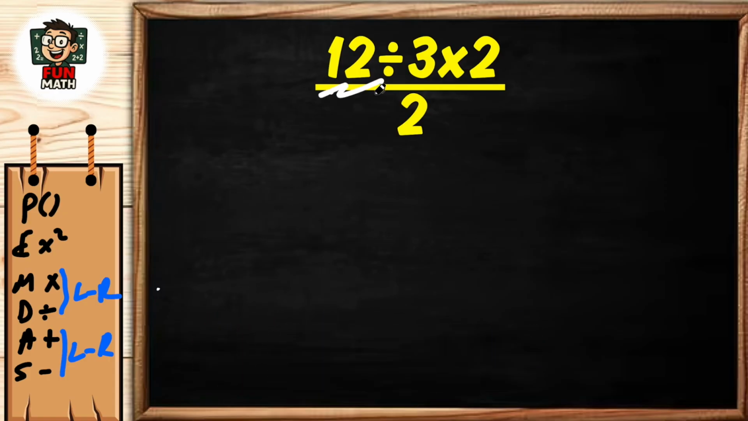The fraction bar represents division. The upper part of the fraction is done first. If we have division and multiplication, the division on the left is done first.